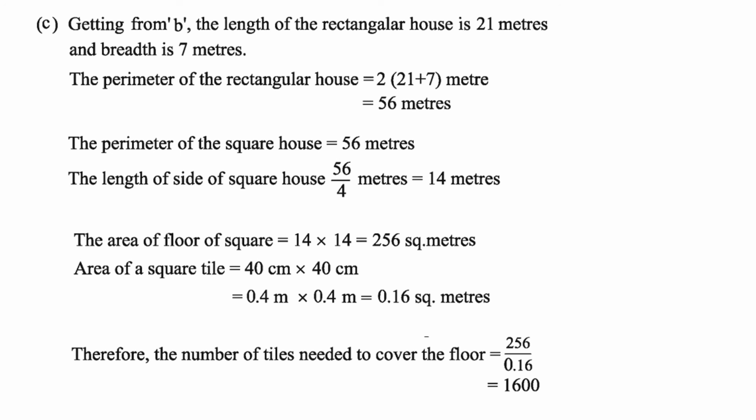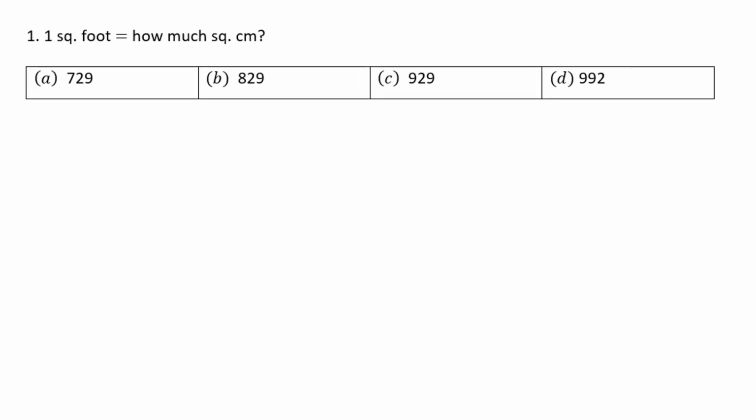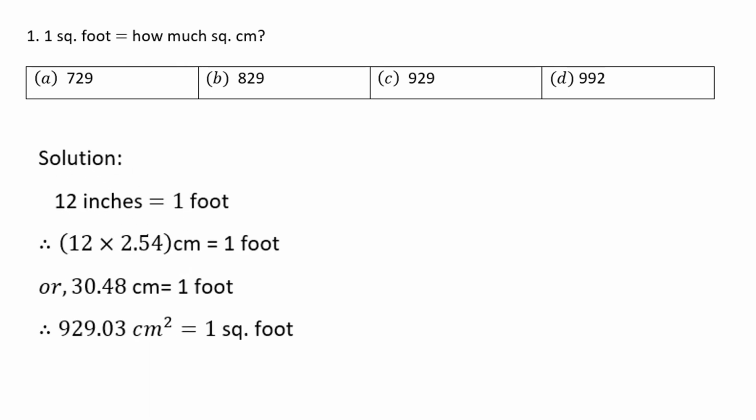Okay. And finally, there are some MCQ questions for you. By the way, the CQ questions are done. 1 square foot is actually how many square centimeters? So you can see that 12 inches equals 1 foot. We all know that. And 12 times 2.54 centimeter is actually 1 foot, because 1 inch equals 2.54 centimeter, and 12 times 2.54 is 30.48 centimeter. And if you take the square on both sides, that means 30.48 times 30.48, it's actually 929.03 square centimeter.